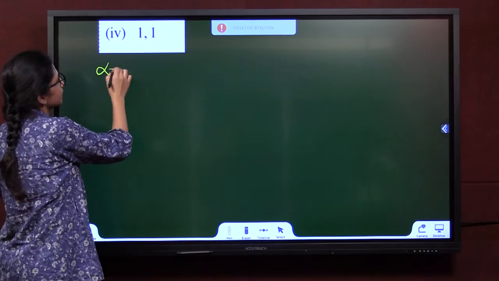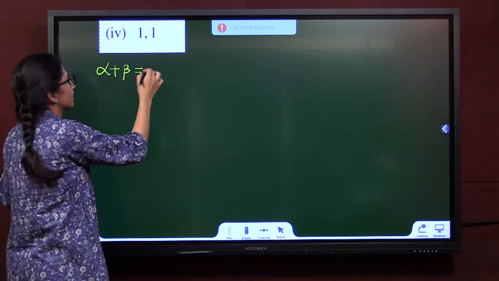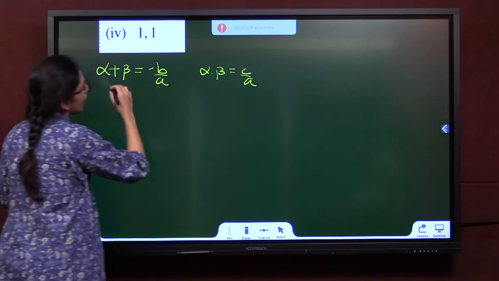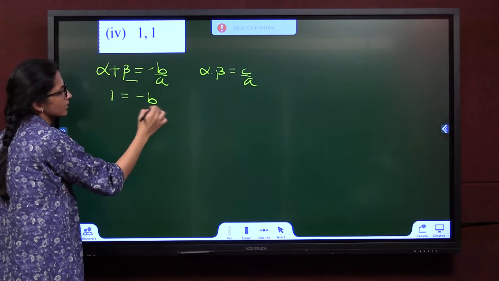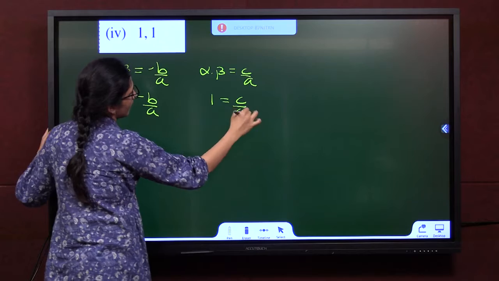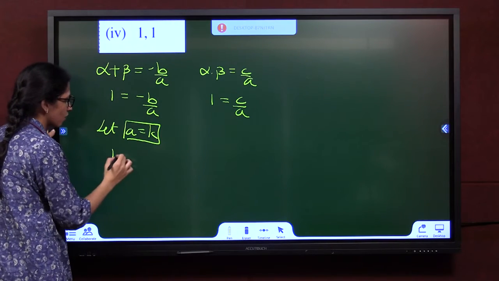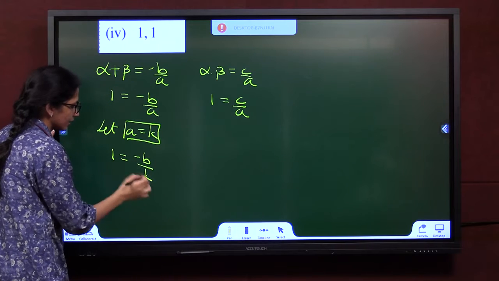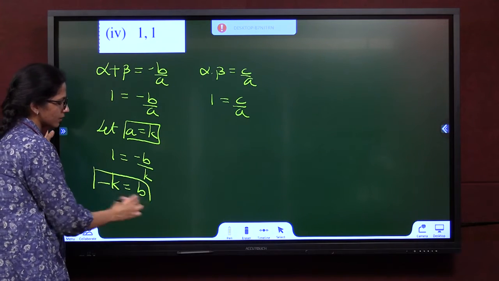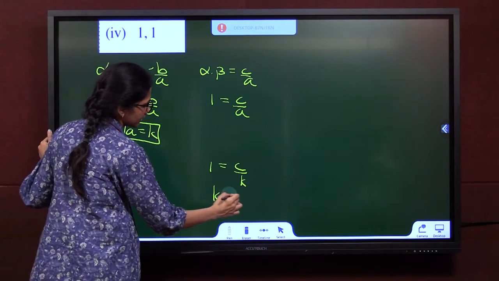So here, starting part, again the given part you write down like how we wrote for the previous questions. I'm directly starting with the problem. We know that alpha plus beta is minus b by a, alpha into beta is c by a. Alpha plus beta here is given as 1, so 1 equals minus b by a. And here they've given alpha into beta is also 1, so 1 equals c by a. Let a be equal to k. If a is k, what happens? 1 is equal to minus b by k, k goes up, k into 1, k equals b, send the negative sign this side, minus k. So b equals minus k. And here 1 equals c by k, send the k up, k equals c.